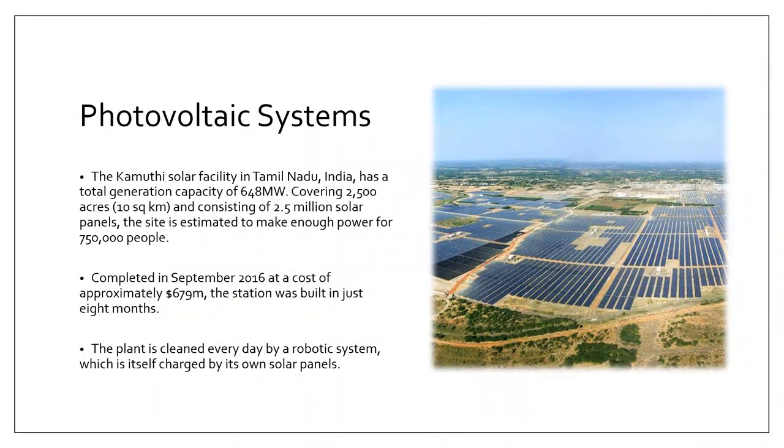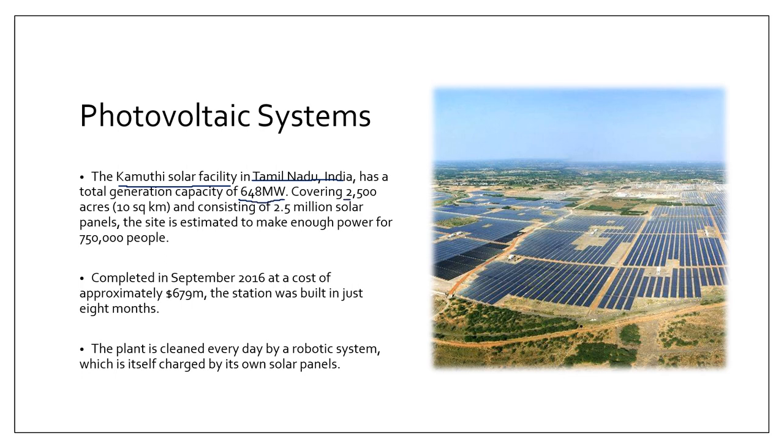Continue with PV, so photovoltaic systems. This is just a solar farm. That's the Kamuthi solar facility in Tamil Nadu, that's in India, okay? It has a total generation of about 648 megawatts.